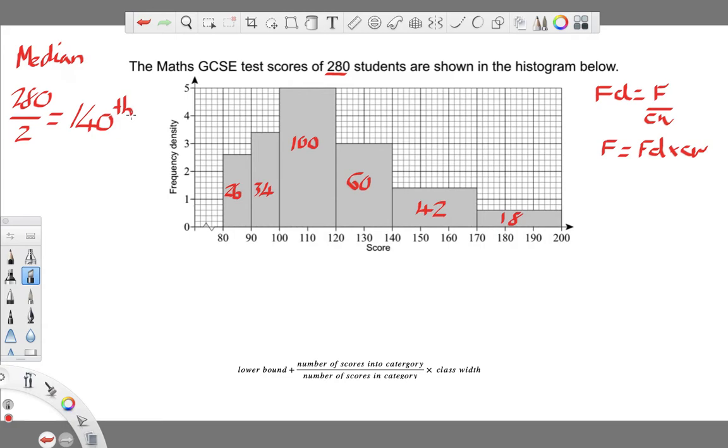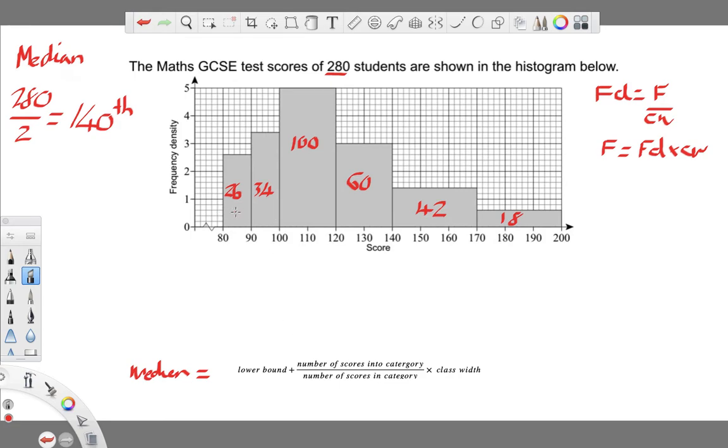And how are we going to find out what that is? Well, we need this equation that we had before. The median is equal to the lower bound plus the number of scores into the category divided by the number of scores in the category times the class width. Okay, so we are searching for the 140th value.